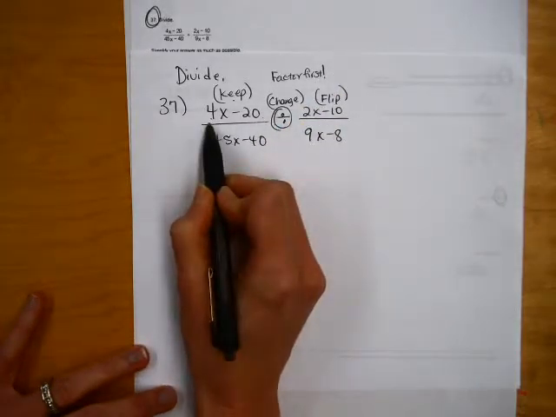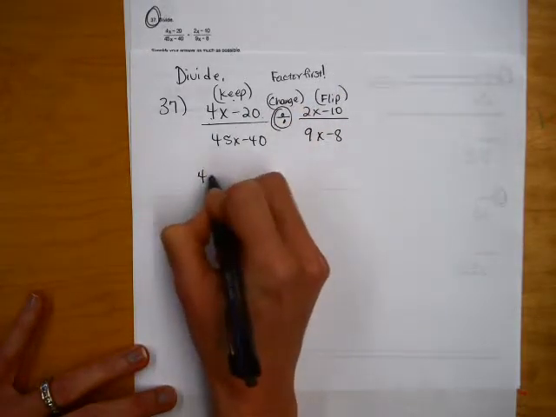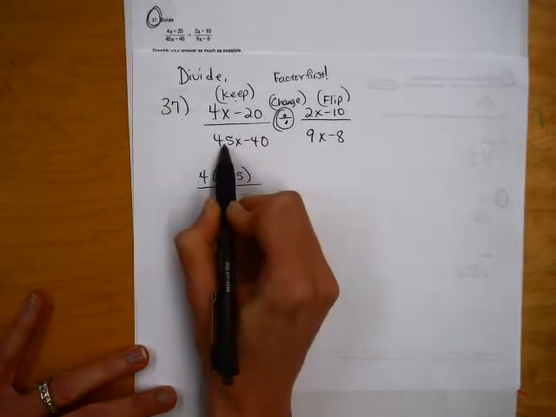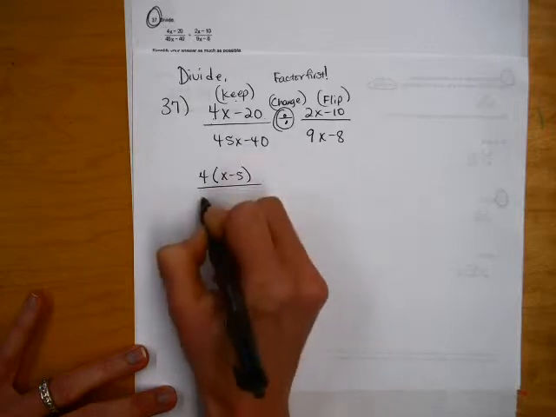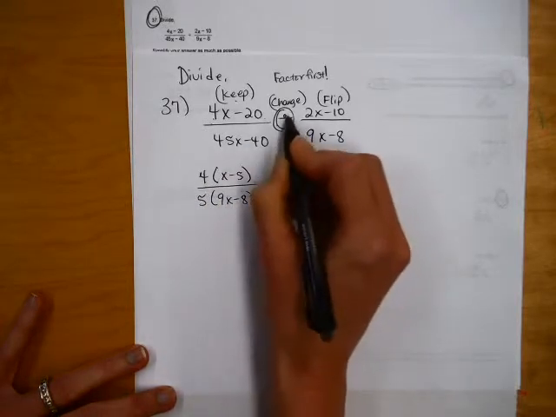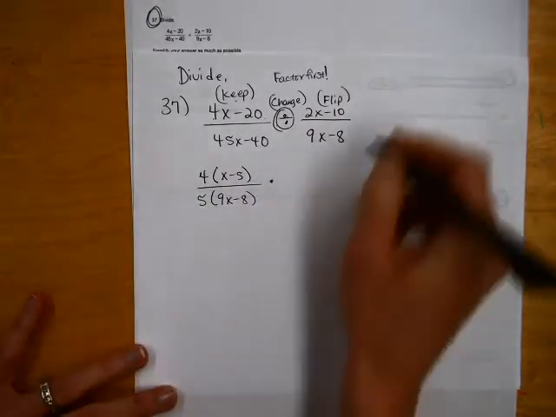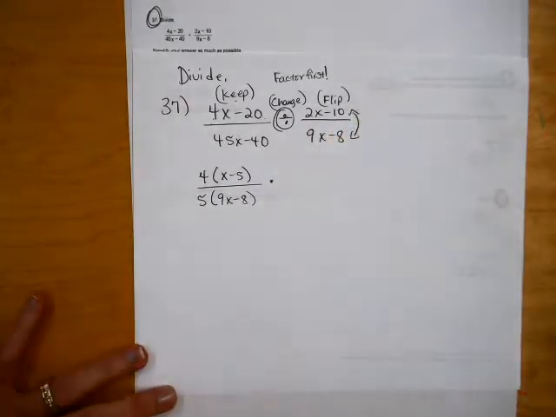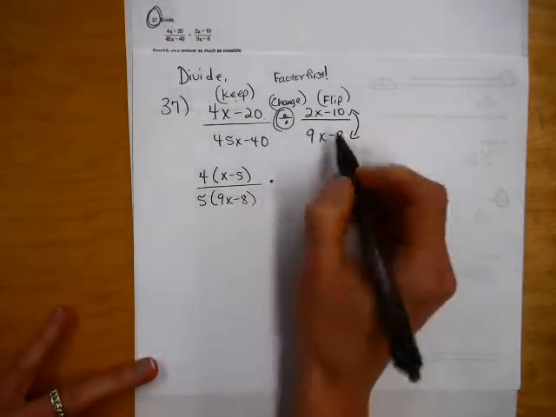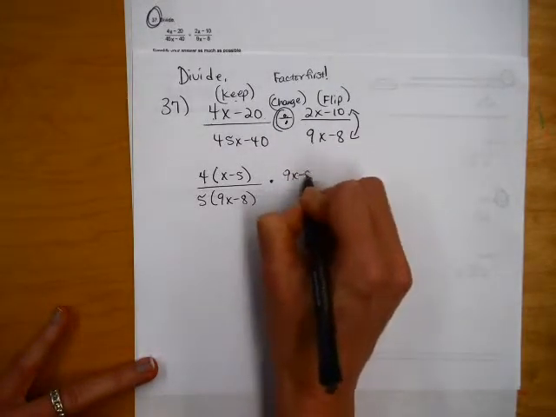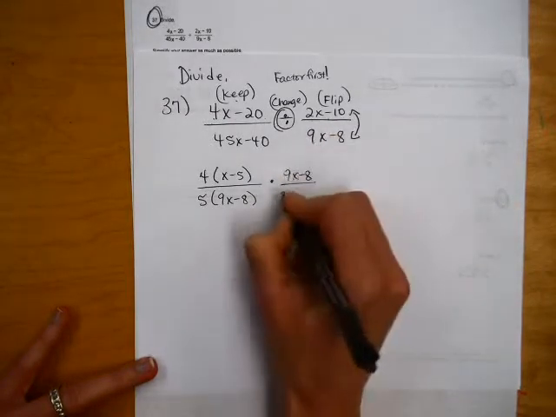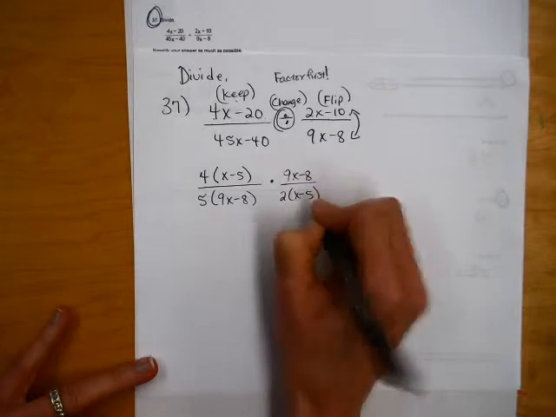So I'm going to factor 4x minus 20. Remember, the GCF is 4 times x minus 5. I'm going to factor out a GCF of 5 here on the denominator, so that'd be 5 times 9x minus 8 again. Change division to multiplication and flip the second one. Now this is only on division problems that you do this. So this 9x minus 8 will now be on the top, and this 2x minus 10, I'm going to factor out a 2 times x minus 5.